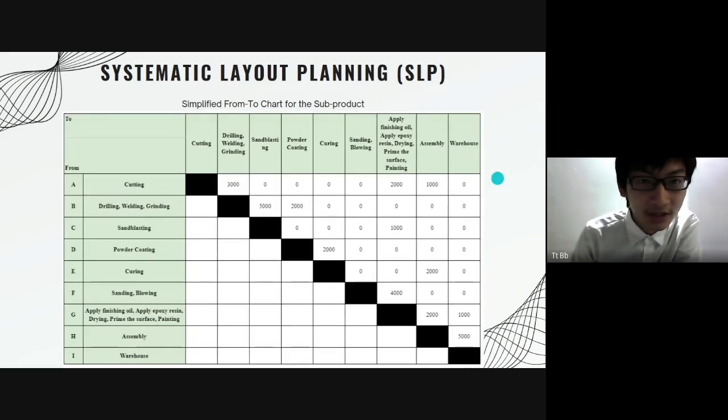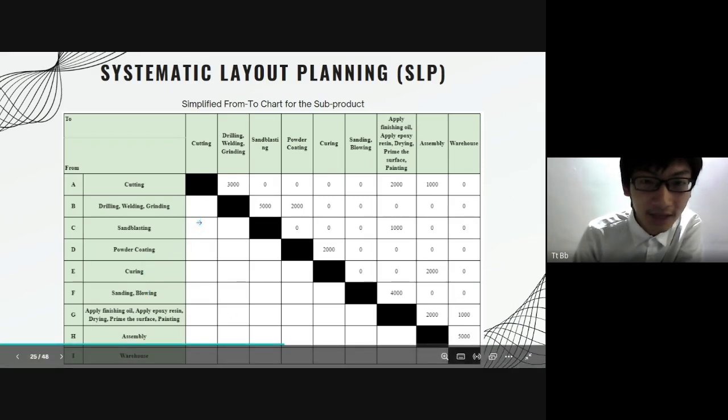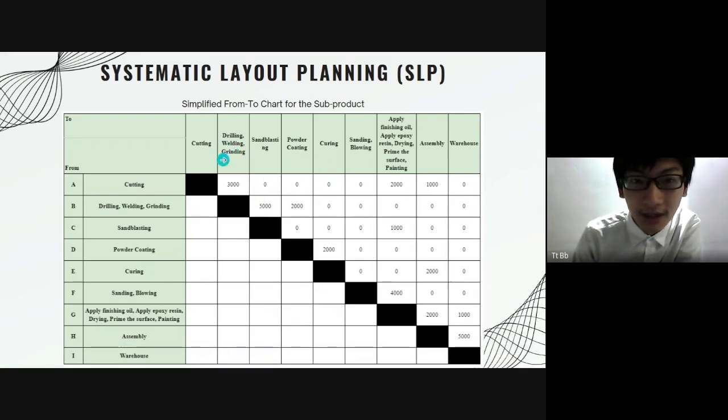This table shows the simplified from-to chart for the sub products, where the bottom left triangle was combined with the top right triangle of the from-to chart to ease the analysis for the next step.